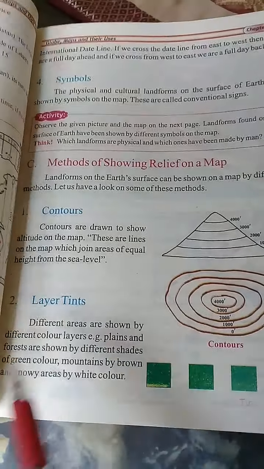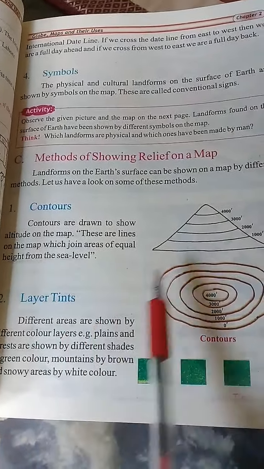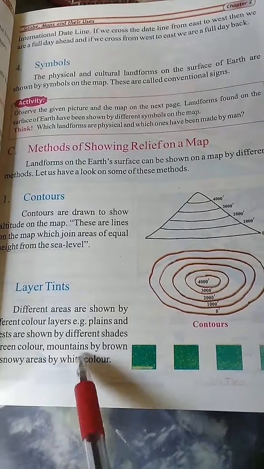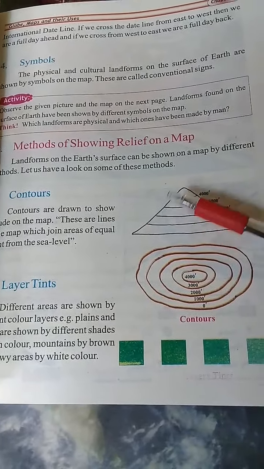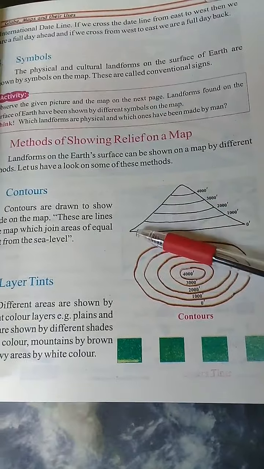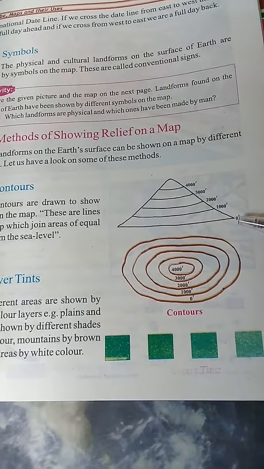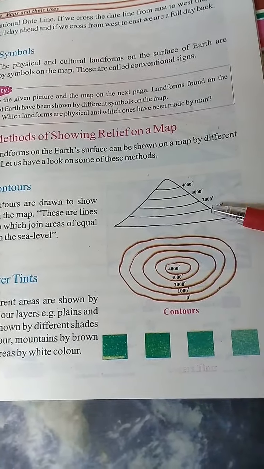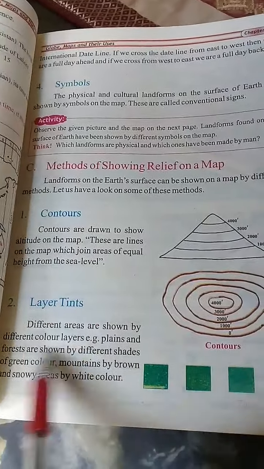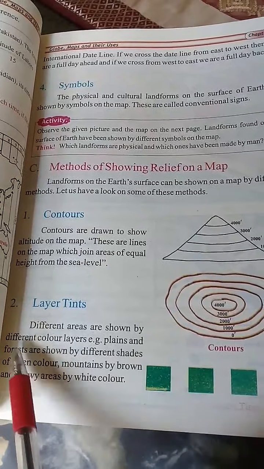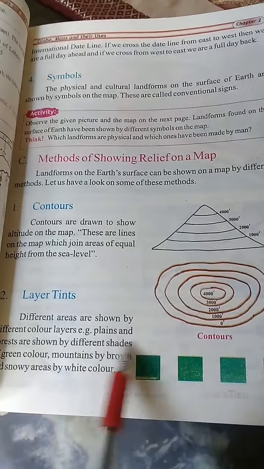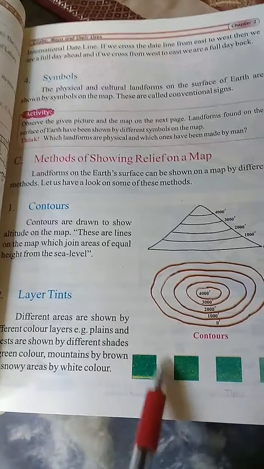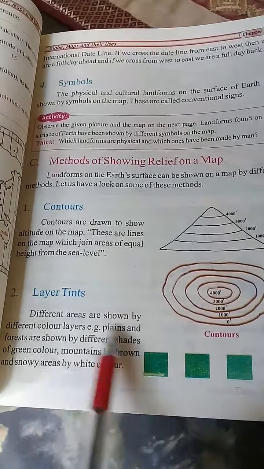Layer tints. What are layer tints? Layer tints show the height of the mountains, with the help of heights and ranges. You can see on the picture how it is shown: 1000, 2000, 3000, and 4000. Different areas are shown by different color layers. For example, plains and forests are shown by different shades.